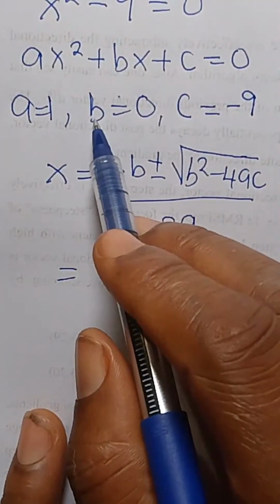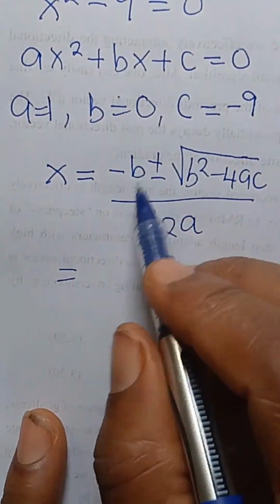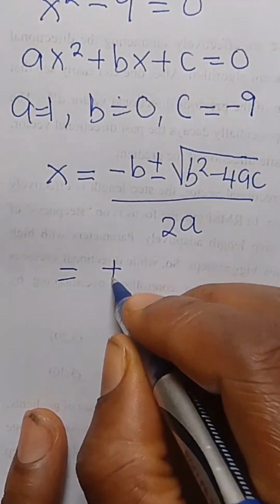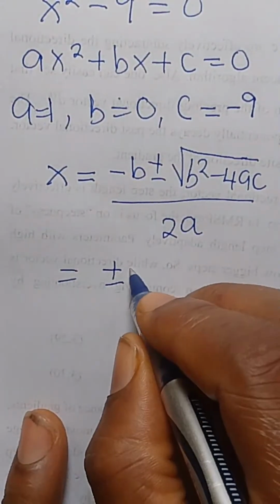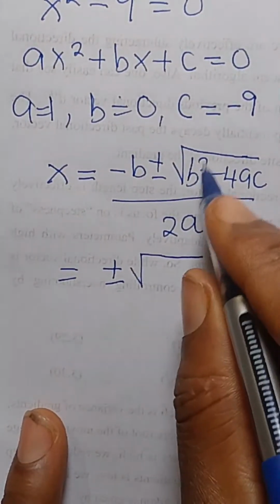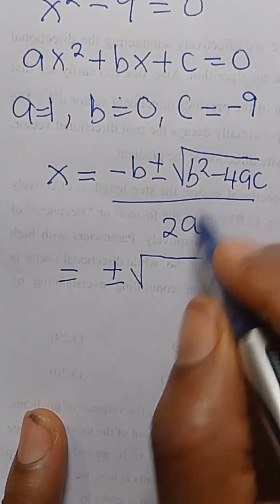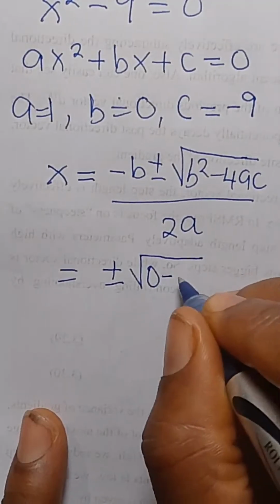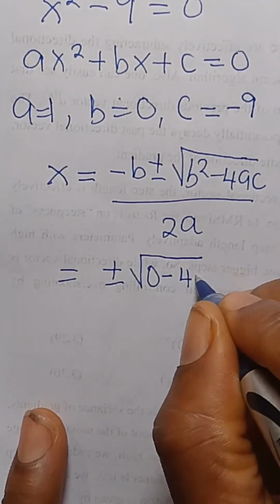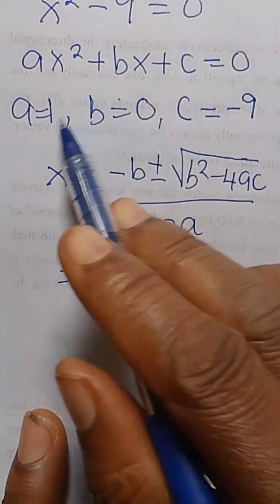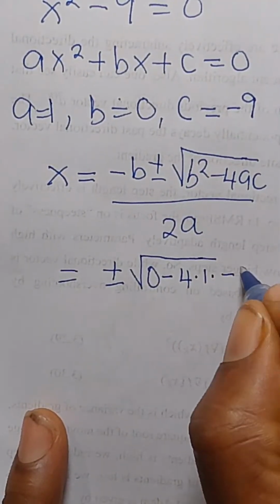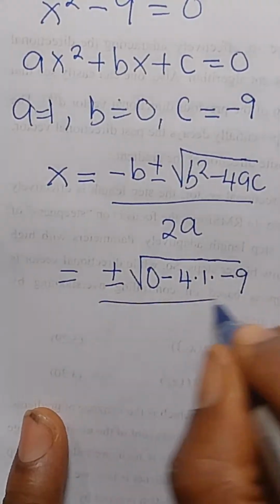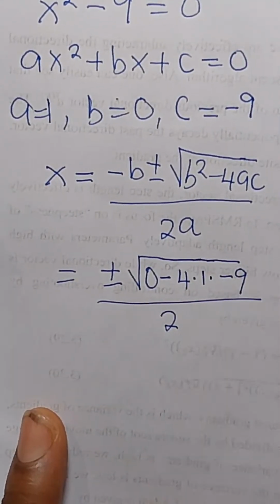So in the equation, our b here is 0. So here is 0 plus or minus. We write our square root of our b square, which is 0, so 0 minus 4. Our a there is 1. Our a is 1. And our c is minus 9. Minus 9. All right. All over 2a. And our a is 1. So 2 times 1 is 2.